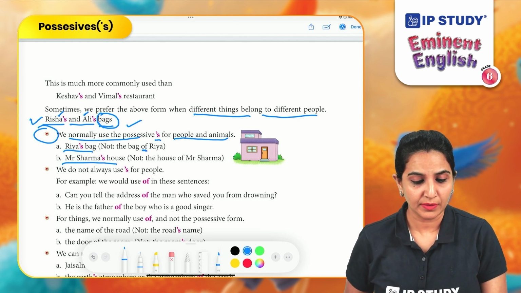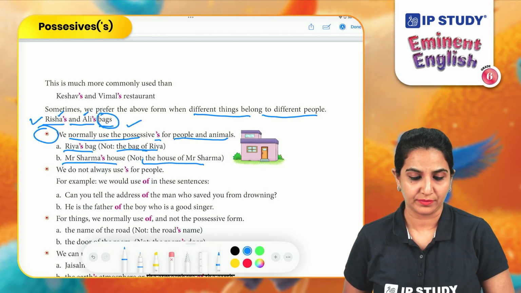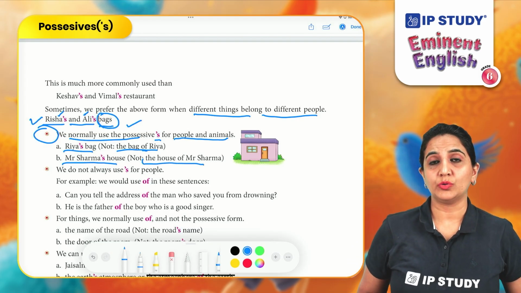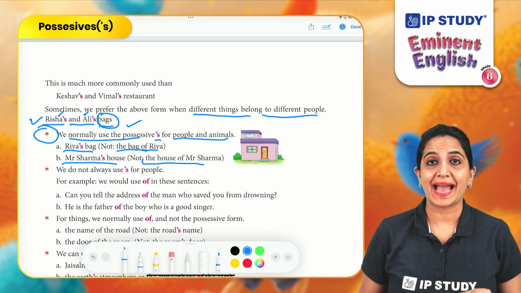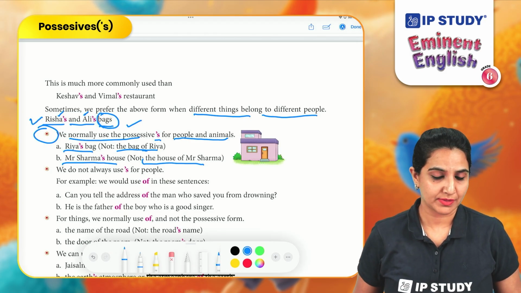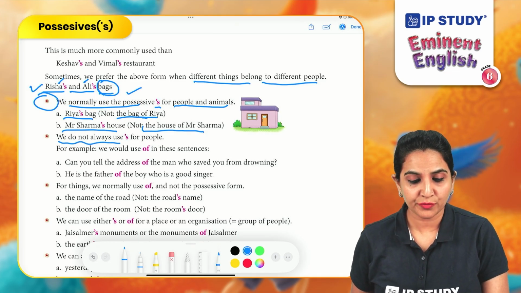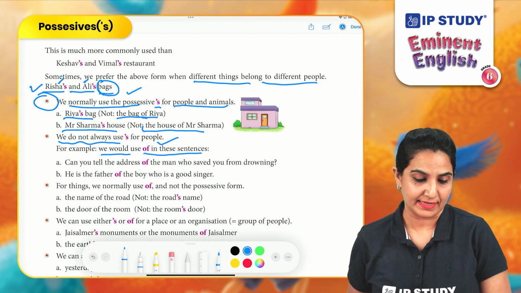For example, the bag of Riya, the house of Mr. Sharma. In these scenarios, we use apostrophe and s when we are talking about people or animals. We do not always use apostrophe for people. We would use of in these sentences.